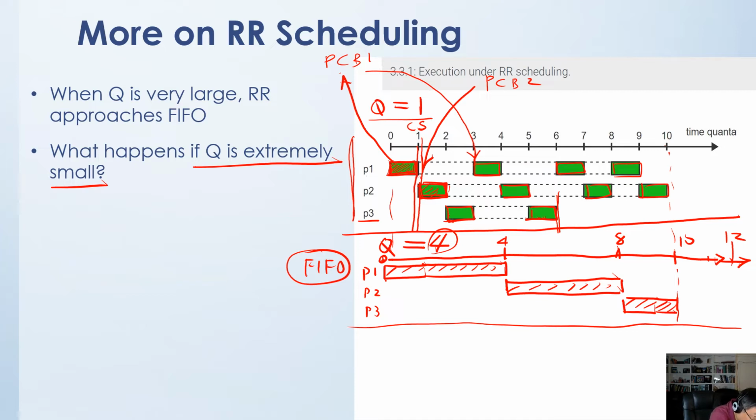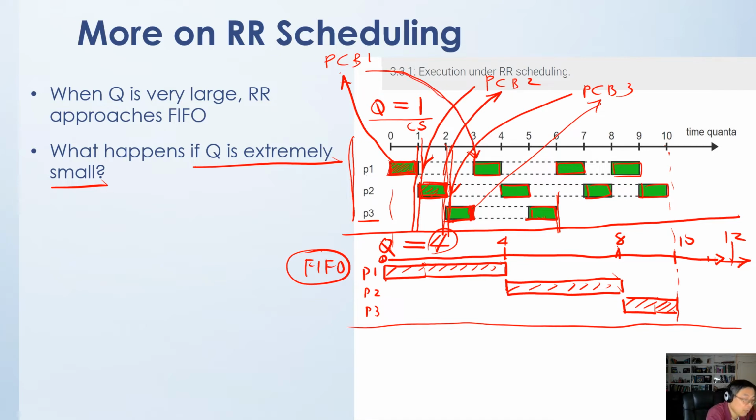Then we do the context switch again when we switch from P2 to P3. So it will save the data to PCB 2, and load the data from PCB 3, right? And then once it's done, the data will be saved to PCB 3, and then the data will be loaded again here, right?